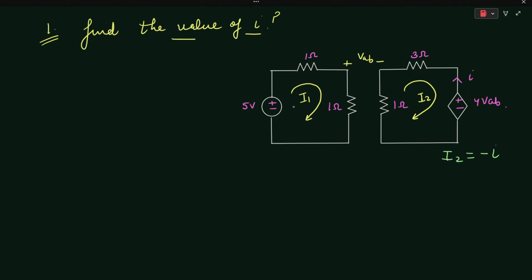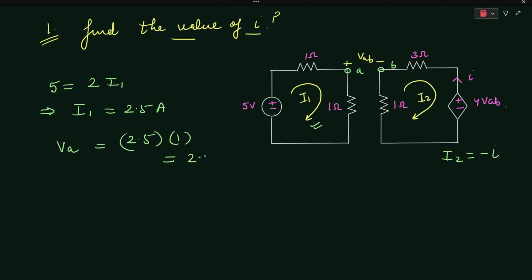On applying KVL in the first mesh, we can say that 5 will be equal to 2 times I1. It means that I1 will be equal to 2.5 amperes. Let's say this node is your A and this is your B. So we can say that the voltage VA, or the voltage across the 1 ohm resistor, will be equal to 2.5 into 1, which is equal to 2.5 volts.